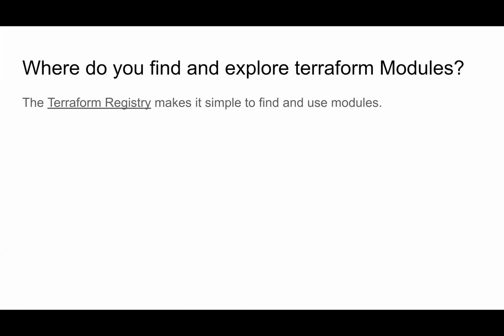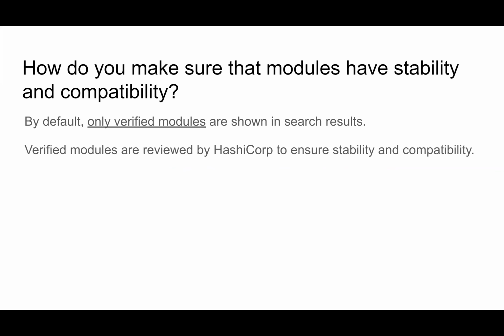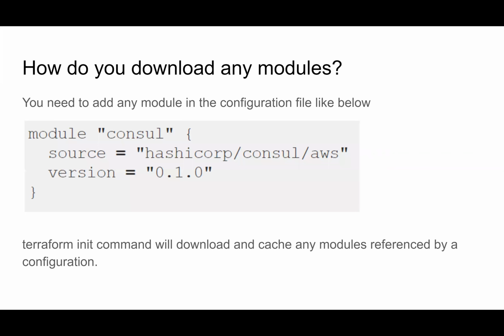So where do you find and explore Terraform modules? The Terraform registry makes it simple to find and use modules. How do you make sure that modules have stability and compatibility? By default, only verified modules are shown in search results. Verified modules are reviewed by HashiCorp to ensure that there's stability and compatibility.